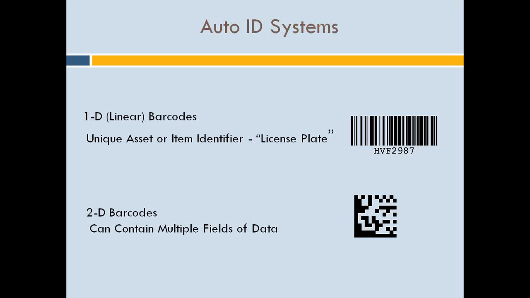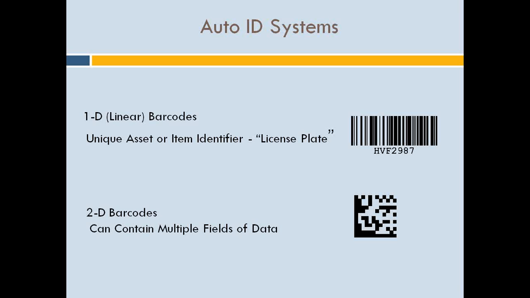So on the auto ID side, what we're talking about here is barcoding. Barcoding is the most simple, straightforward method of auto identification. There are other systems such as RFID, memory chips, and things like that. But for the basics of asset identification, typically what you use is a 1D or linear barcode, just like what you're used to seeing on products that you buy, or UPC codes. In this case, the barcode label is simply the license plate for the product.